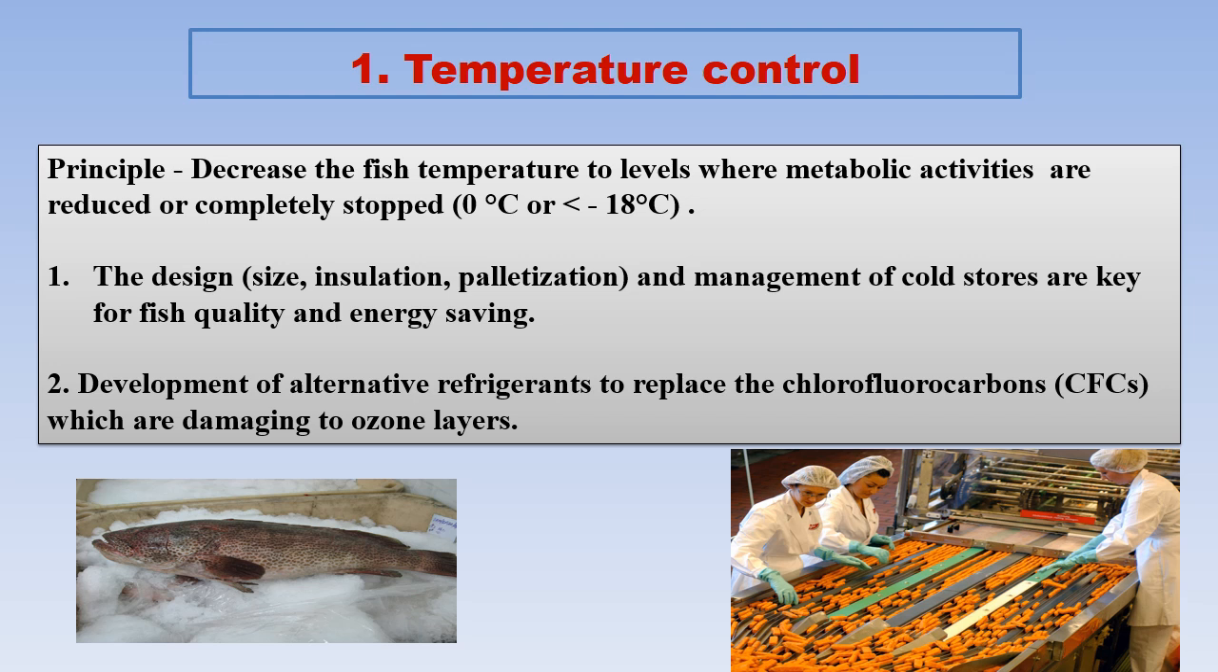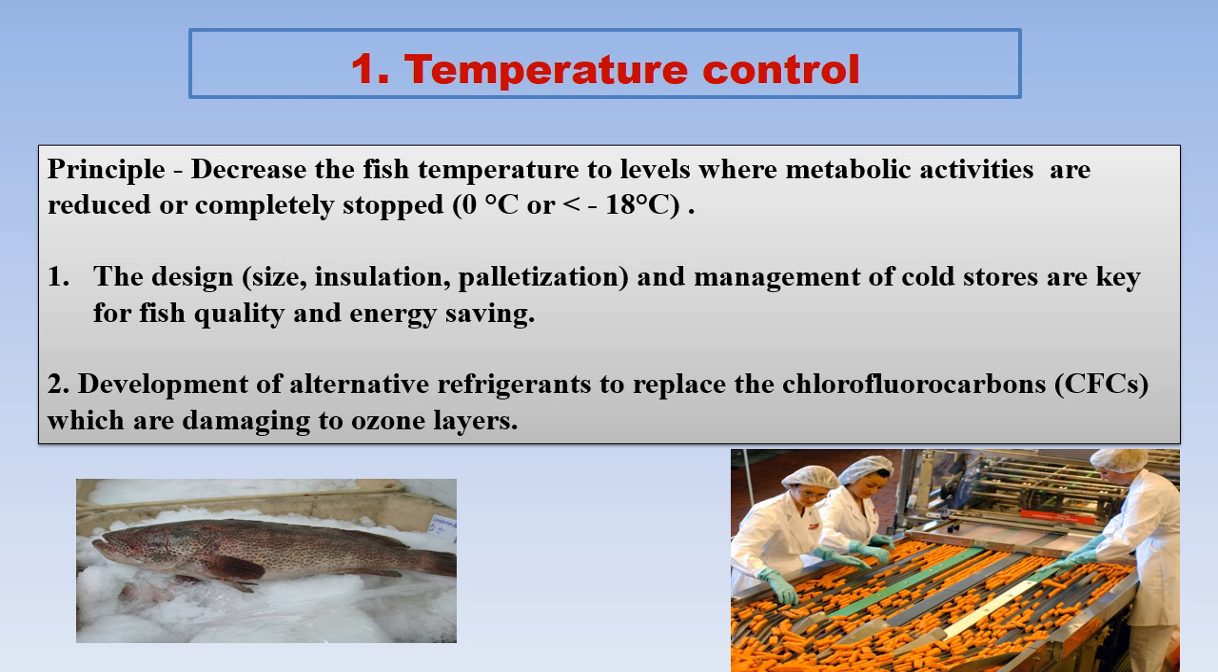The first is temperature control. As I told, when the temperature is controlled, the microbes cannot grow. It can be either at a lower temperature or at a higher temperature. So a decrease in temperature prevents the metabolic activity, the enzymatic activity and the microbial growth. So we can have it at around 0 degrees or 0 to 10 degrees, that is chilling or refrigeration, and we can have it below 0 degrees like minus 18 degrees, that is freezing.